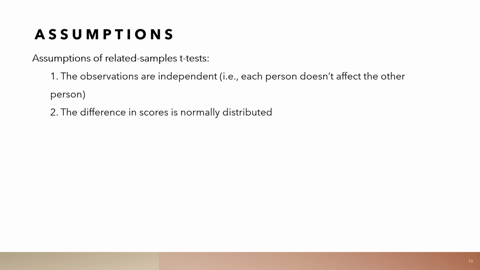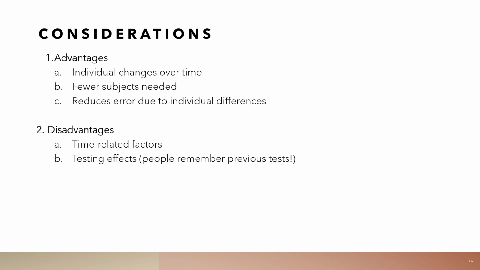If the difference is skewed or there are extreme outliers, it can increase the chance of type 1 or type 2 error. Lastly, we should talk about advantages and disadvantages of repeated measures designs. One of the biggest advantages is that this design can examine individual changes over time. So instead of comparing two different groups of people, we can compare people to their past selves. And because we are using the same participants in both conditions, fewer subjects are needed, which reduces error due to individual differences. And it can also save time and money in terms of recruiting or paying participants for their time.